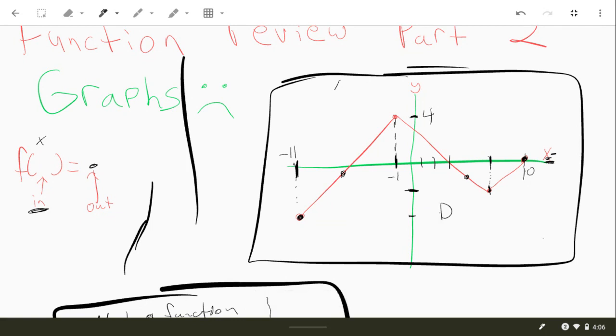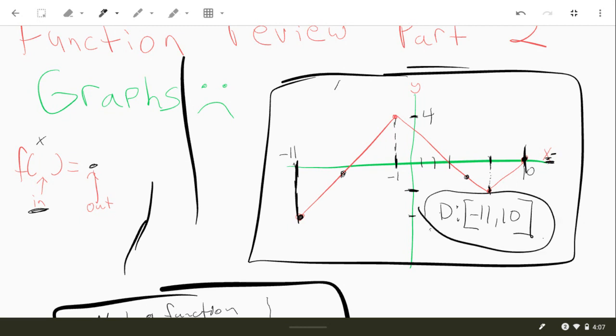So for this one, the domain, furthest left is this -11. All right, that's the furthest left it ever gets. And then the furthest right that it gets is this +10. And you'll see here I'm writing my answer in this interval notation. I put brackets around the -11 because it actually does get there. And the same thing for the 10. It actually does get there.